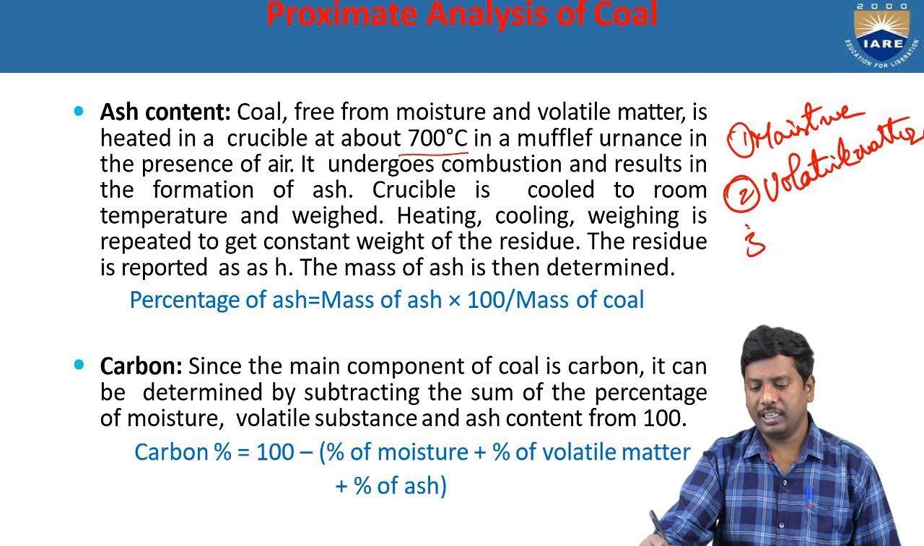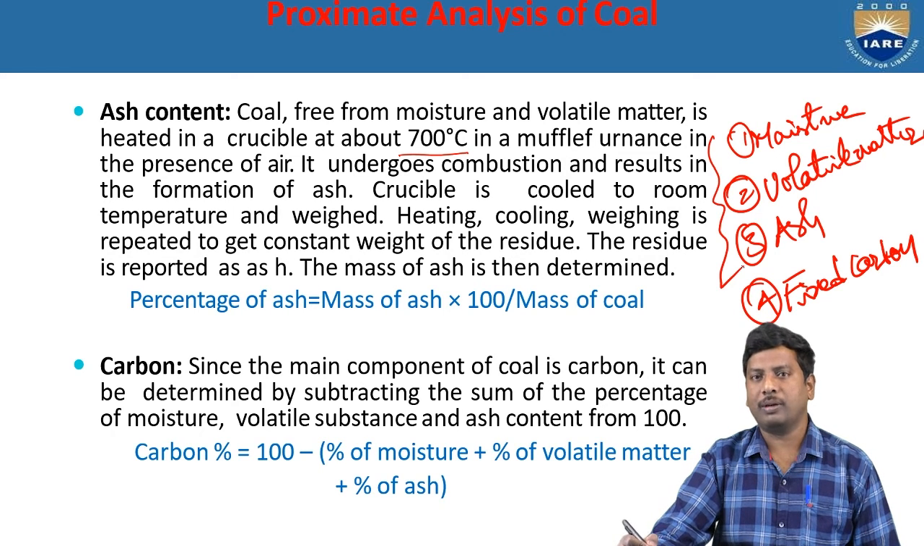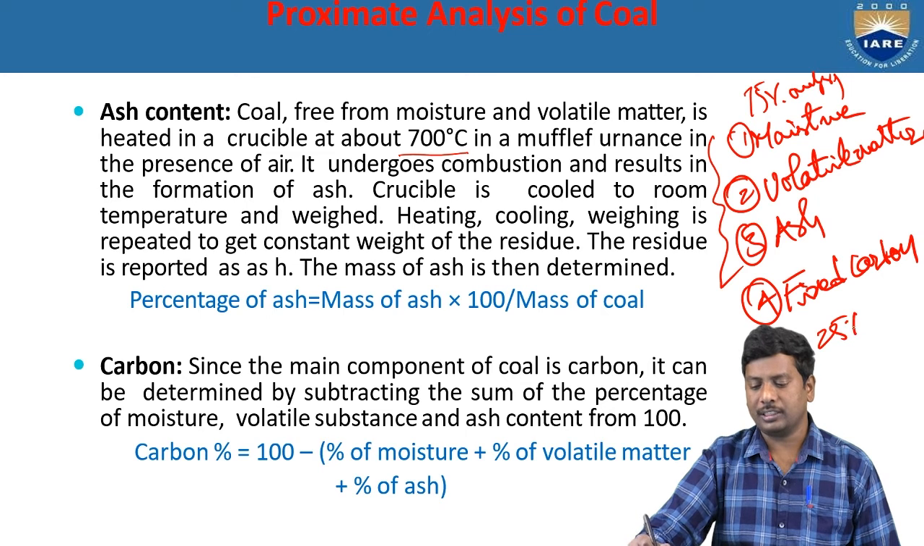And third one is the ash content. And fourth one is nothing but fixed carbon. So out of the 4 contents, 3 contents are over. That means overall, 75% of the analysis is over. The remaining 25% of the analysis, nothing but fixed carbon, can be determined indirectly by subtracting the 75% from 100%. There is no special test for the fixed carbon.